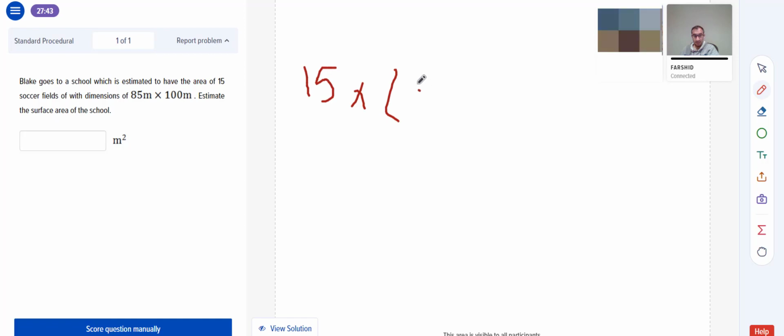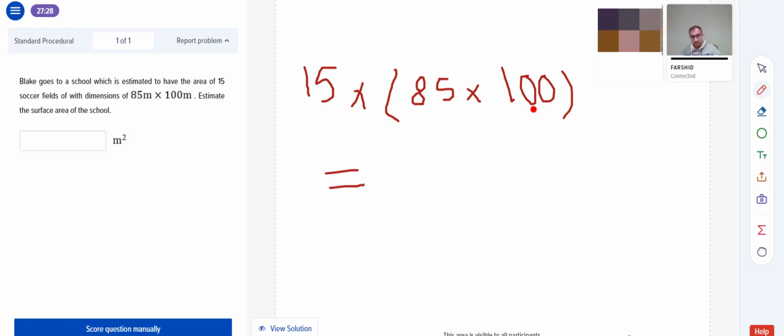So 15 multiplied by 85. Yeah, and then I'm going to times it by 100. Okay. Good job. And how about the result? 127500. It's 127500.